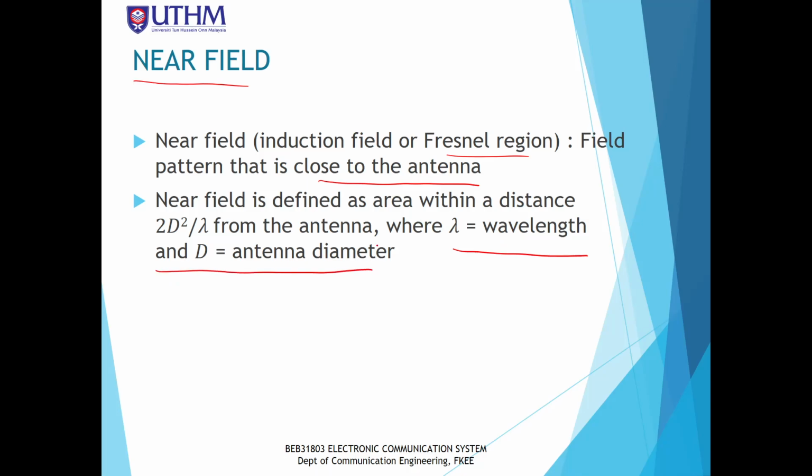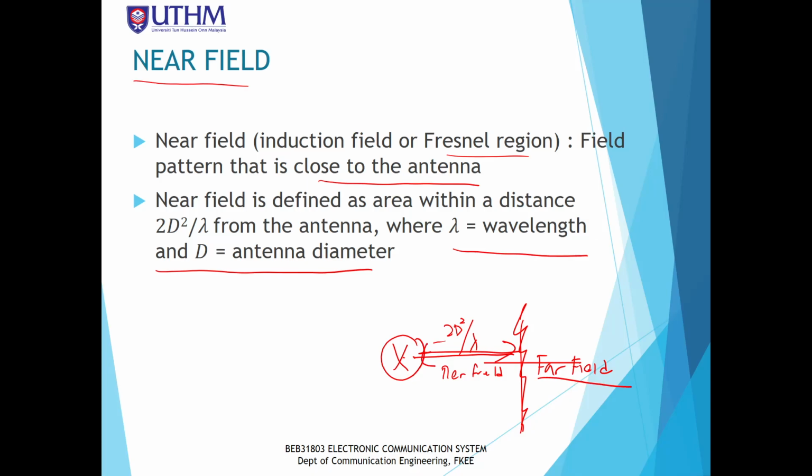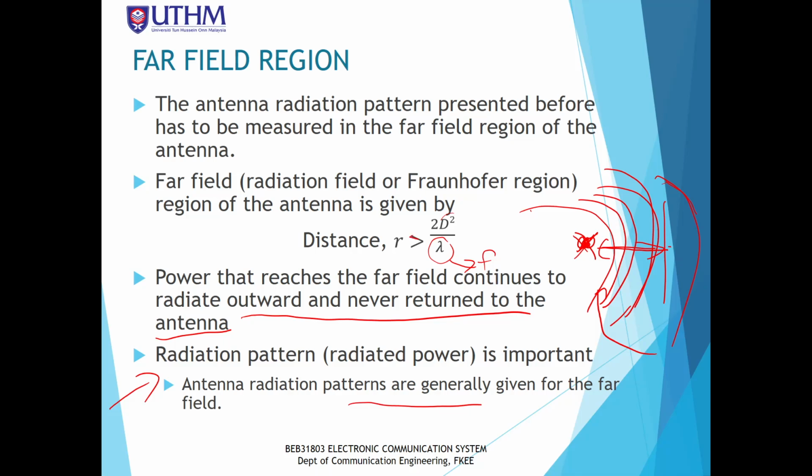Okay, that means if you say that here is the antenna, the distance between this region is 2D squared over lambda. So this is the near field. Okay. And then after this here is the far field. Okay, so we want to know the distance over here. What is the distance here? So this is the near field, and then after the near field is the far field, because for the far field you see that here is larger than 2D squared over lambda.